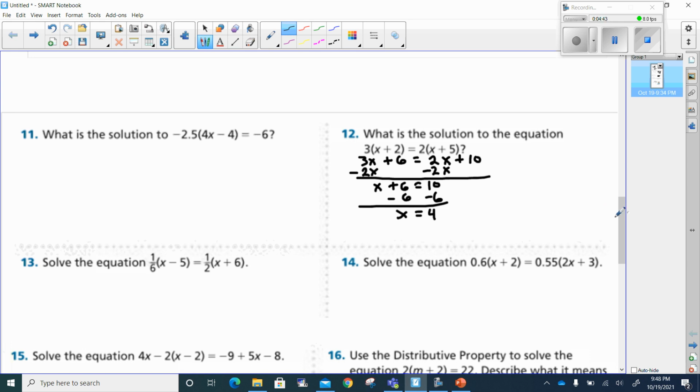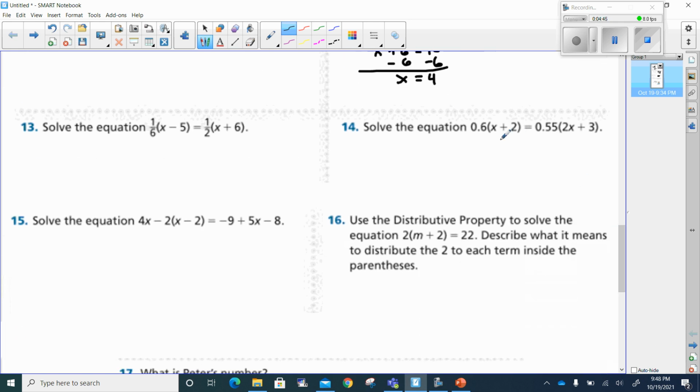All right, let's go to number 14. 14 starts putting some rational numbers in here. I guess that's supposed to scare us, right? But we do the same steps. 0.6 times x is going to be 0.6x. 0.6 times 2, well, I think it's going to be 1.2. Let's just make sure. 0.6 times 2, right? We know that this is going to give us 12. And we know we have to move the decimal over 1, so that's going to give us plus 1.2.